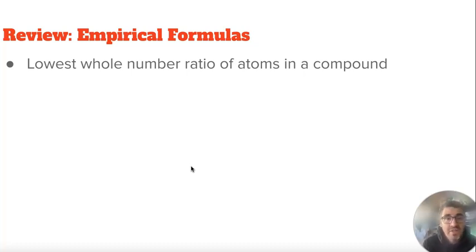Which leads us now to talking about empirical formulas. If you notice on that last example, NO2 and N2O4 have the same molar ratio of elements. And they also had the same empirical formula, which is the lowest whole number ratio of atoms in that compound.